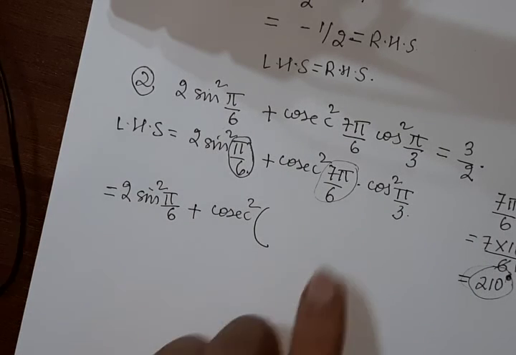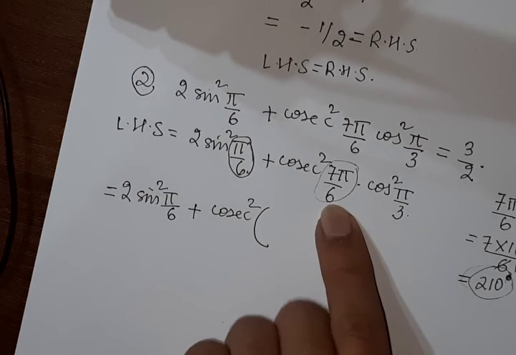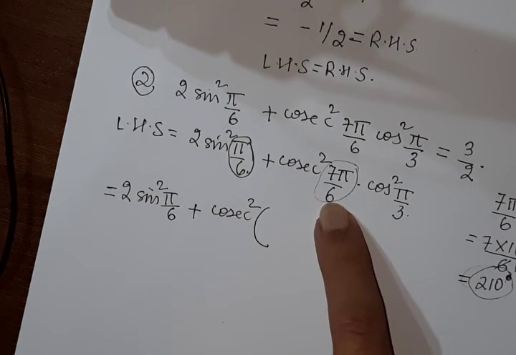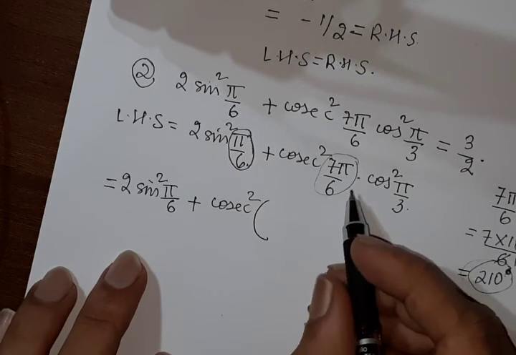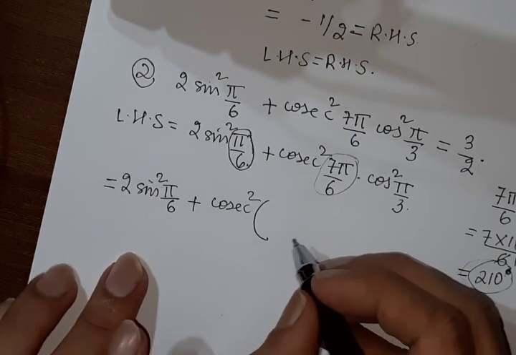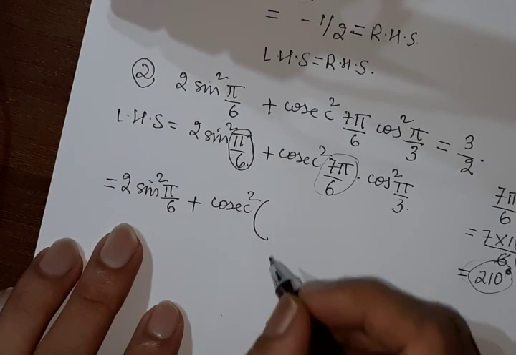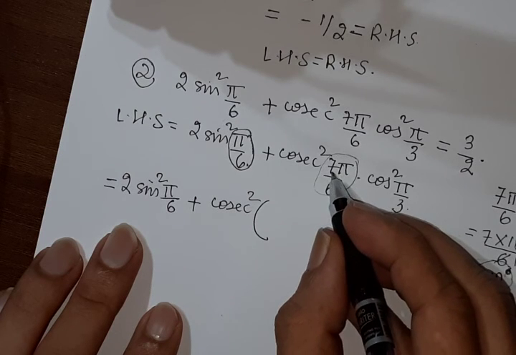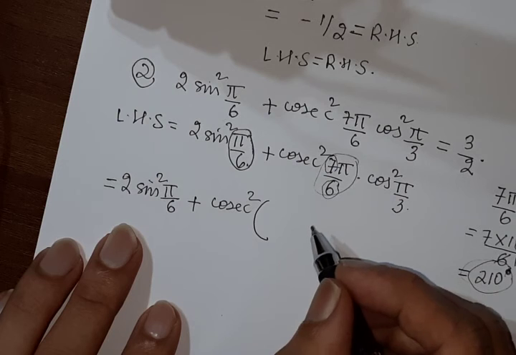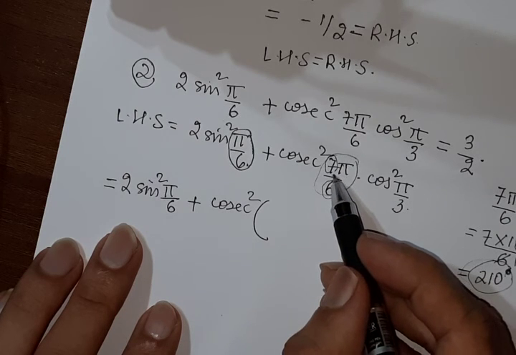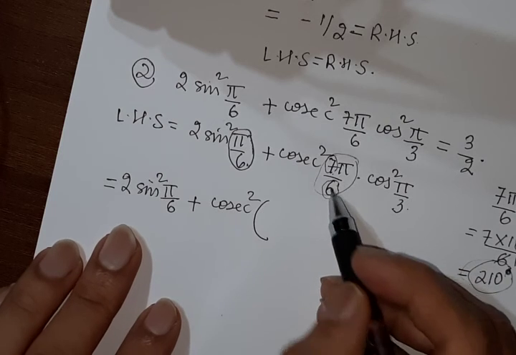How to simplify now? 7 pi by 6 is there. We have to get an angle which is between 0 and 90, because you know the table for that. So 7 pi by 6 is there. We have to simplify this. Now you look at this number, 7 in the numerator and in the denominator it is 6. So try to bring 6 in the numerator so that 6 and 6 will get cancelled.